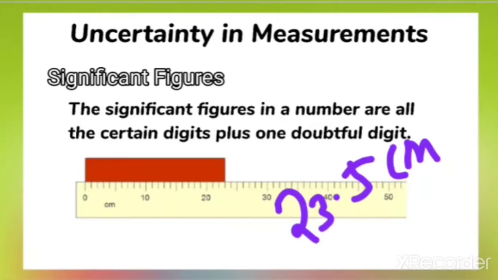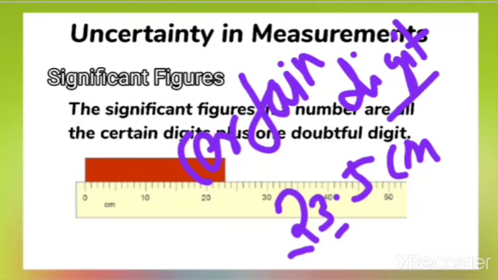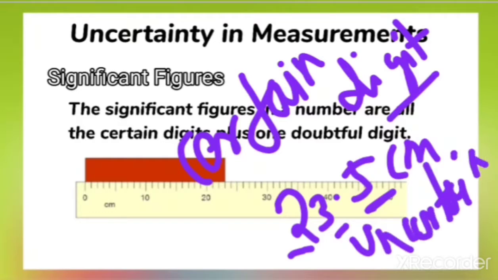So in this case, 2 and 3 are called certain digits. Certain digit means we can surely report that these digits are certain. While the digit 5, that is 0.5, is called the uncertain digit, because we are making a guess and keeping that digit as 5. So in this case 2 and 3 are the certain digits while the 5 is the uncertain digit.